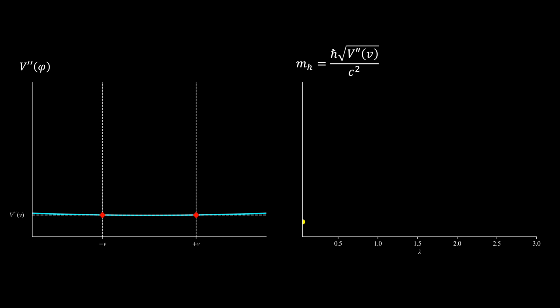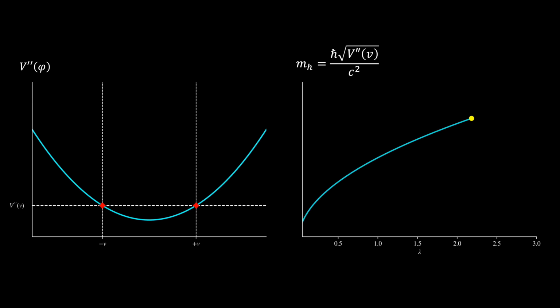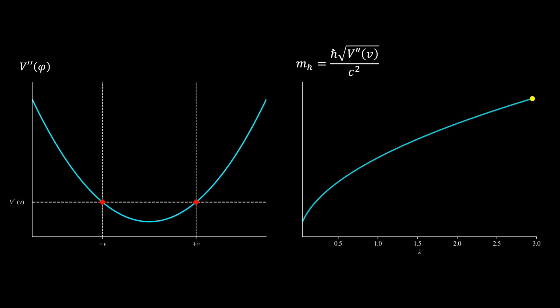We can see this connection more clearly if we place a plot of the curvature next to a plot of the Higgs mass. As the curvature increases, the mass increases with it. That is the unifying idea. The overall shape of the potential fixes where the field settles, and the curvature of that shape at the resting value determines the mass of the ripples, the Higgs bosons themselves.